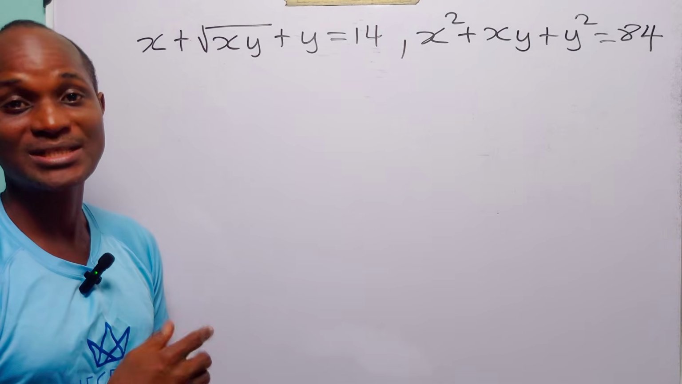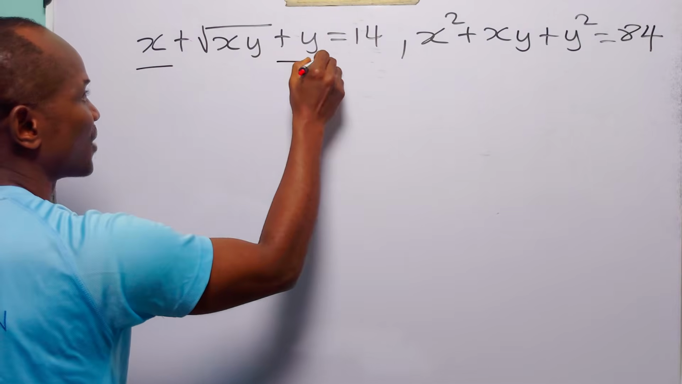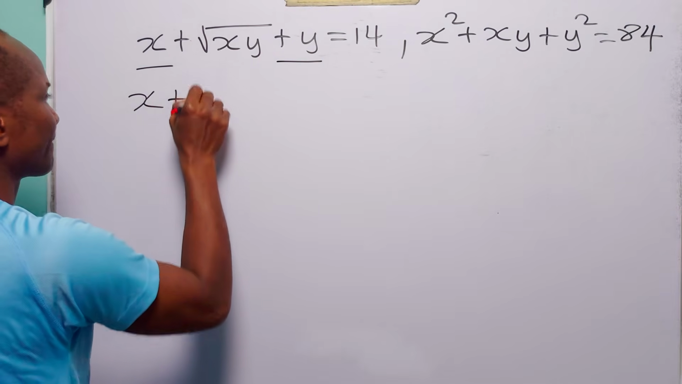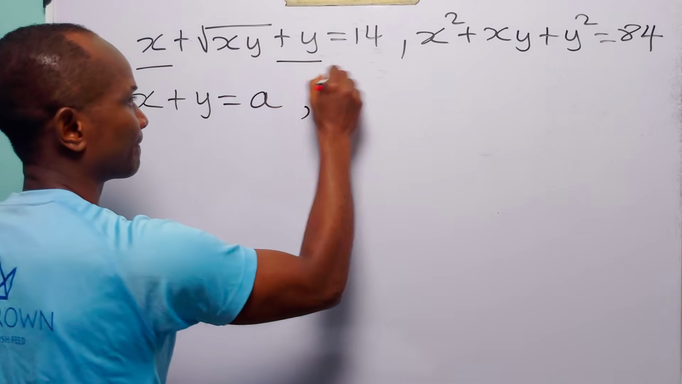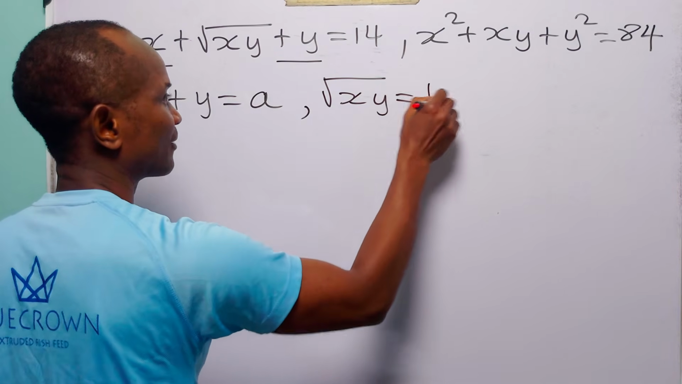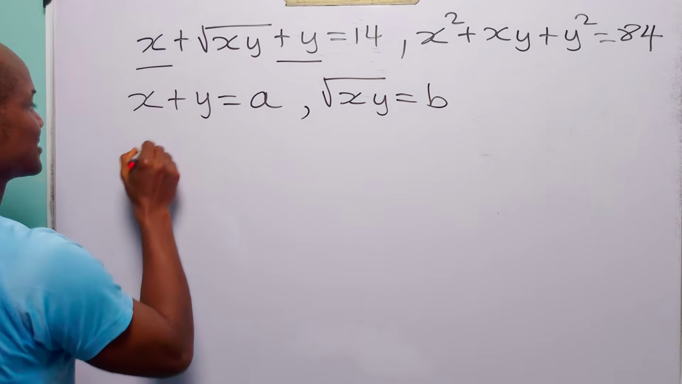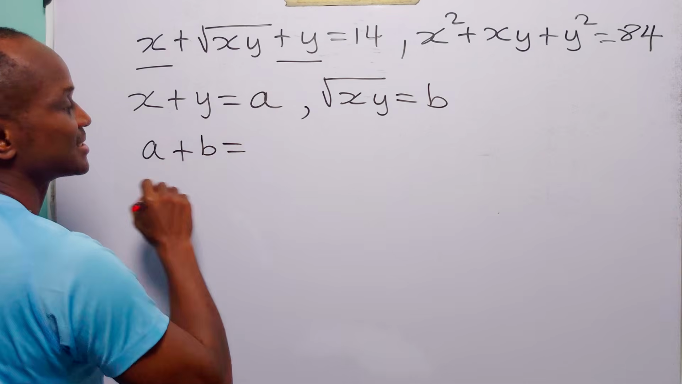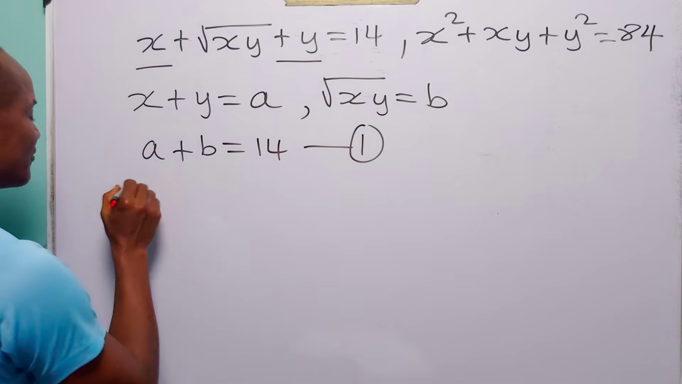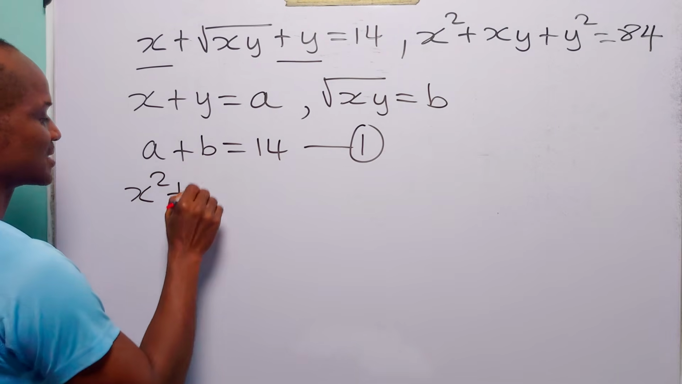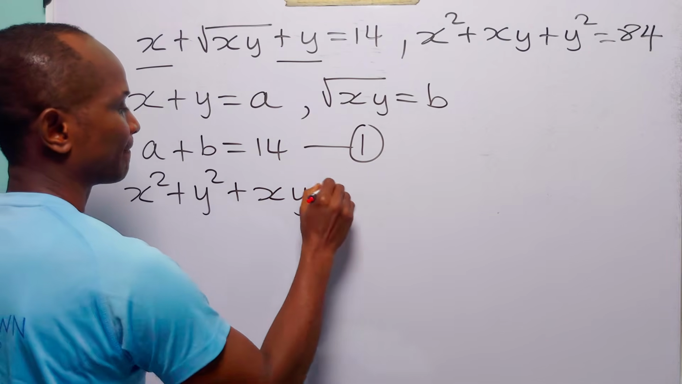Now, to solve these equations, let us start with a very simple substitution. Let x plus y be equal to a, and let the square root of xy be equal to b. Now, with these two substitutions, we can write the first equation as a plus b is equal to 14. Now, in the second equation, we have x squared plus y squared plus xy.